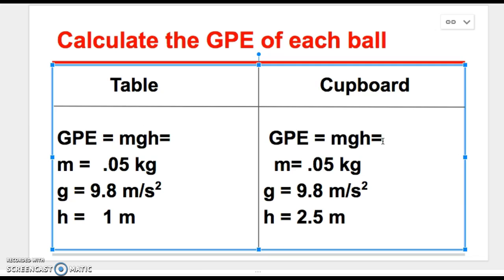All right. So we're going to do 0.05 times 9.8 times 1 for the table, and we're going to get 0.49. Don't forget this is energy, so what are our units? Joules. For this one, we're going to do 0.05 times 9.8 times 2.5. And this time we get 1.225 joules again. So if you predicted that the cupboard would have a higher gravitational potential energy, then you were right.